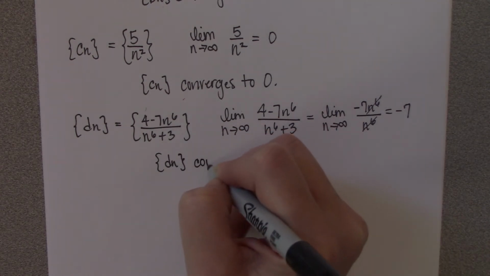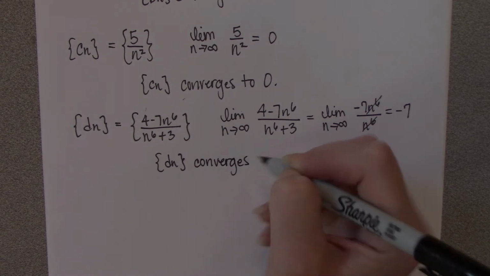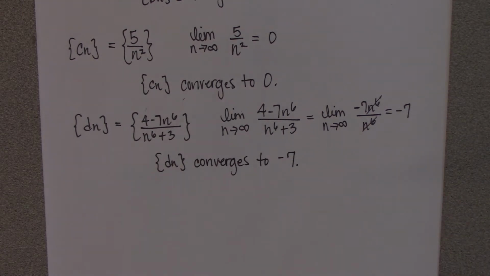So this sequence converges to negative 7. Furthermore, we could see these powers were equal in the numerator and the denominator. Sometimes if people are really good at infinite limits, like I actually knew looking at the original thing, I was like, oh, we're going to get negative 7 over 1, right?